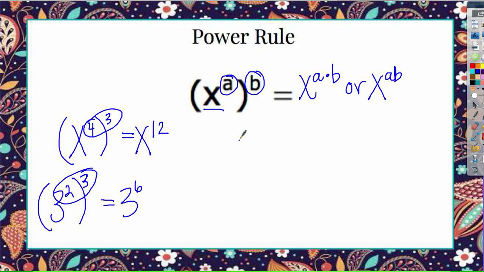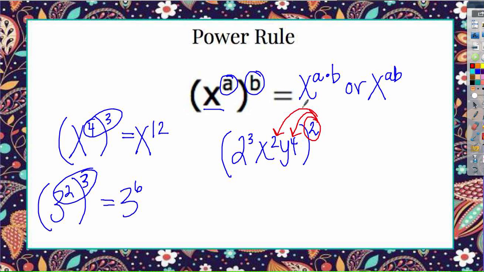So for example, if I have 2 to the third power, x to the second power, y to the fourth power, and it's all inside of a parentheses being squared, I have to realize that this 2 is going to be multiplied by every exponent inside the parentheses. So this is really going to give me 2 to the 6th, x to the 4th, y to the 8th. Well, if they ask you to leave it in exponential form, that would be your final form of the answer.